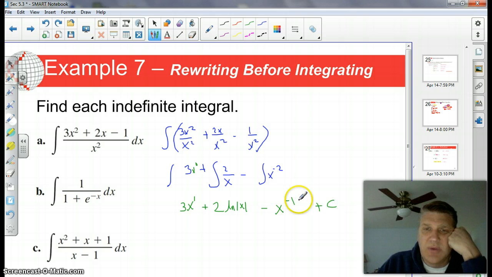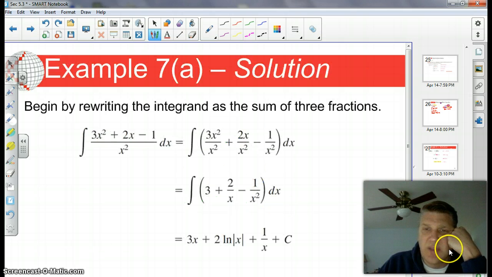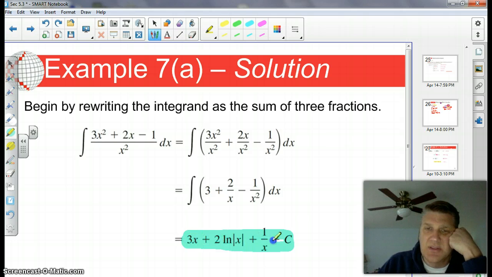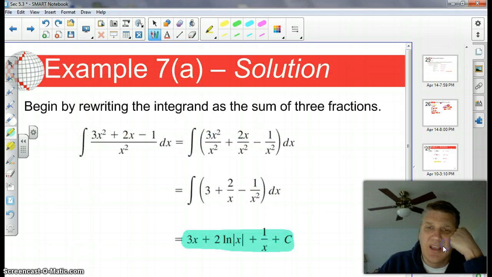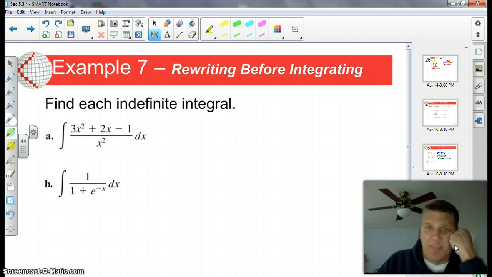You might want to rewrite this as 1 over x. We'll see if the author does. Yep. Again, usually the simplified version has no negative exponents, although sometimes we write things in terms of negative exponents just because it's easier to integrate. You might want to put them back. It doesn't look like the author ever did put it to be x to the negative first. Same principle though.